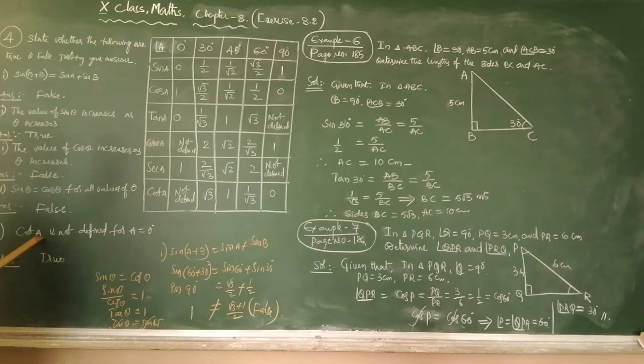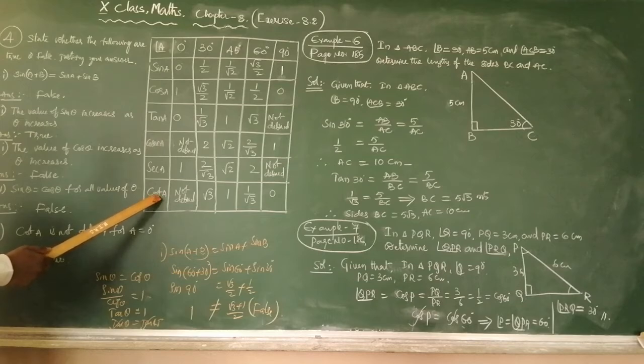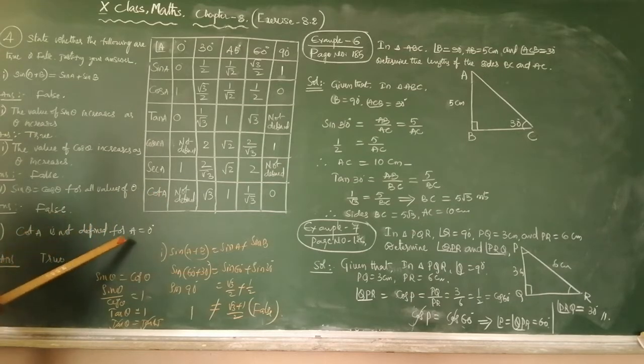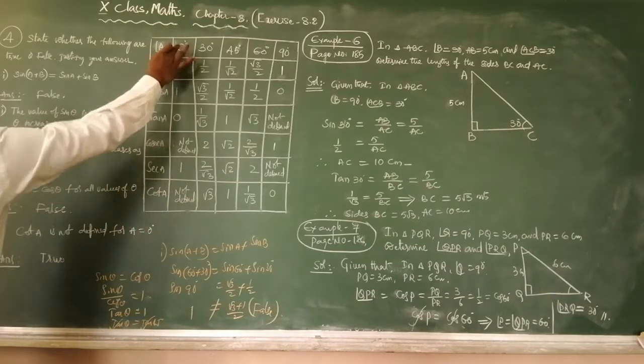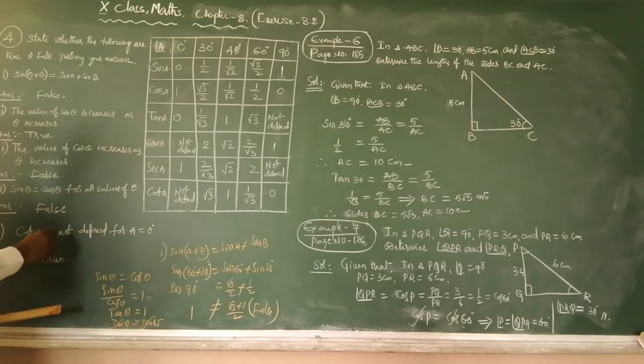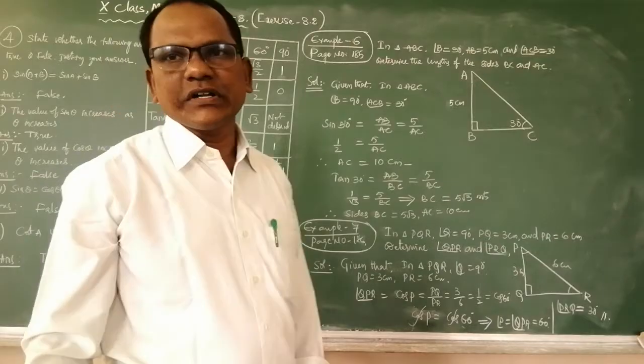Now the fifth one: cot A is not defined for A equals 0 degrees. Here it is the cot value. What is the answer of cot 0 degrees? Not defined. Yes, not defined. It is a true answer. So these are the fourth main, the first 5 true or false.